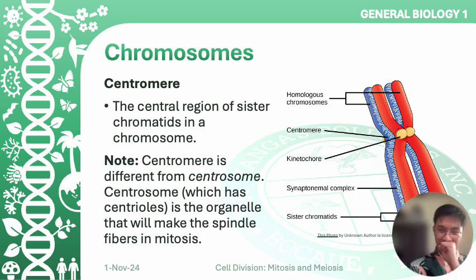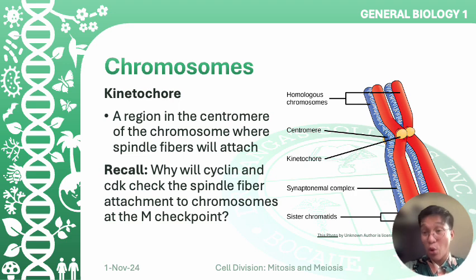And then, finally, may binabanggit tayong kinetochore. At isa siyang region dun sa may centromere na kung saan dun didikit yung mga spindle fibers na ginawa ng centrosome. Okay? So, remember, in the M checkpoint or the mitotic checkpoint, ang gustong tingnan ng cyclin at CDK doon ay kung naka-attach na ba yung mga spindle fibers sa mga chromosomes. Okay? Doon sa mga chromatids. So, kung saan sila naka-attach, tinatawag nating kinetochore.